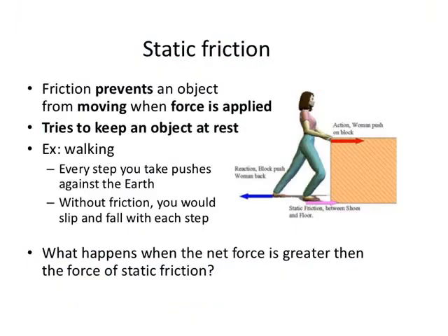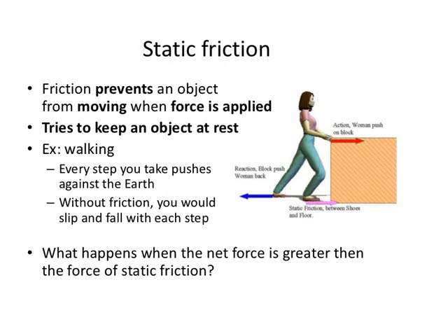Now let us further discuss static friction. We had already seen that static friction prevents an object from moving when a force is applied and tries to keep the object at rest. So static friction tries to keep the object at rest. Example, walking. Walking is a very good practical example. You might be wondering how.